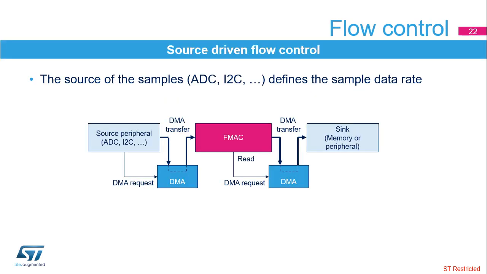Flow control can be source, sink, or filter driven. This slide describes the source-driven flow control sequence. The source of the samples, ADC, I2C, defines the sample data rate. The source requests the DMA or CPU to transfer data to the filter input buffer. The filter operates at a faster clock rate than 2N times the source sample rate. When the input buffer is empty, next sample not available, the filter stalls, waiting for new data. When the output buffer is not empty, one or more samples available, an output channel DMA request or interrupt is generated. The DMA or CPU transfers the output samples to memory or another peripheral, such as DAC or PWM.